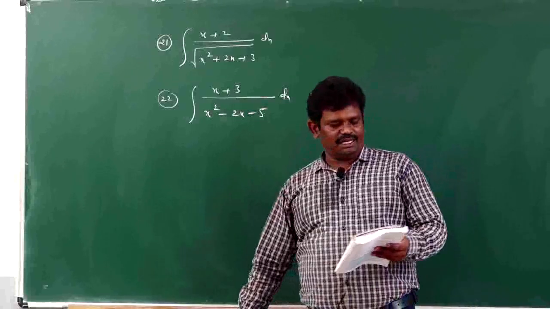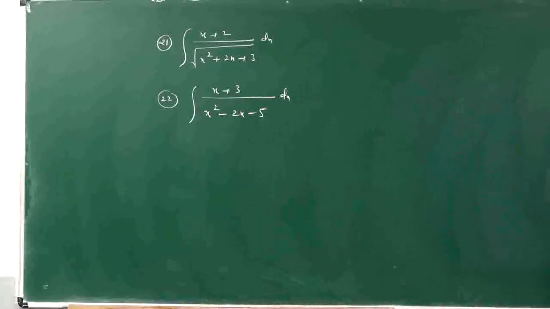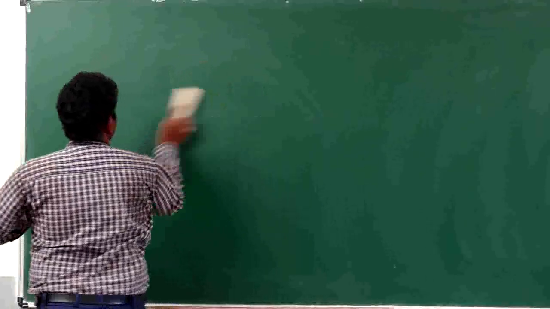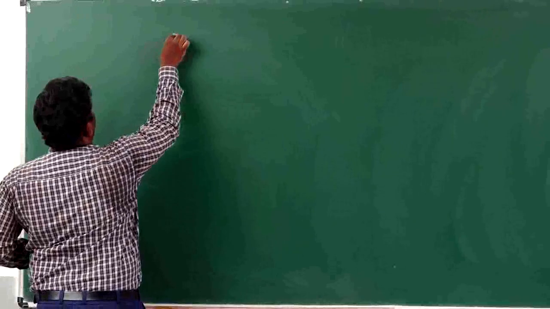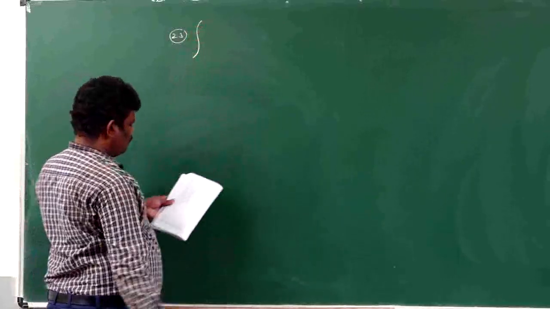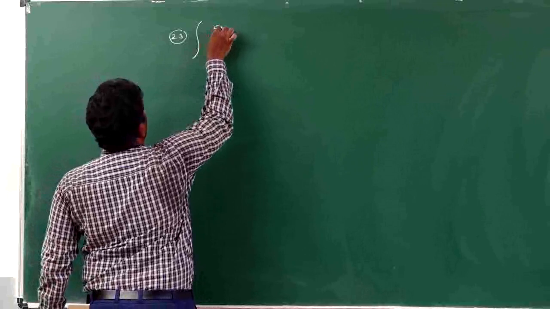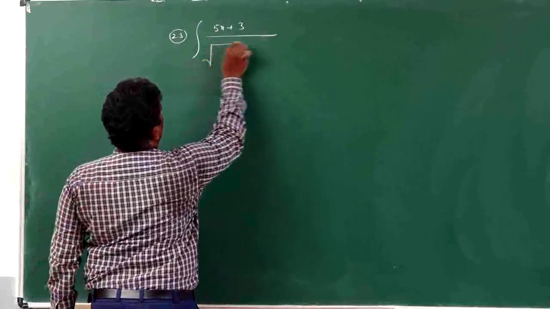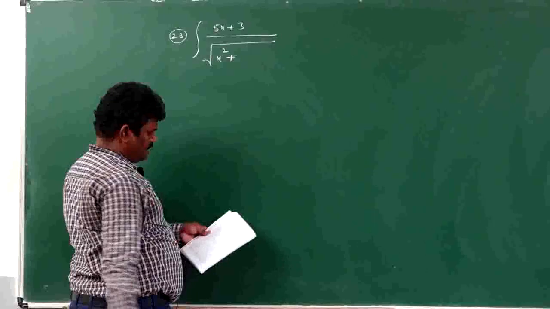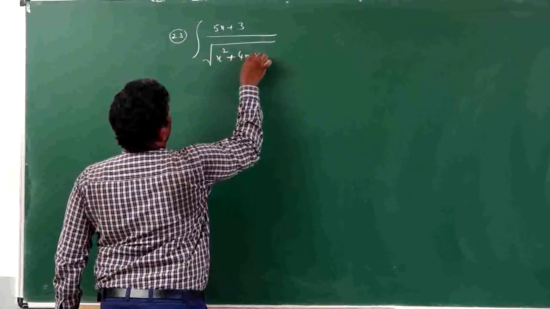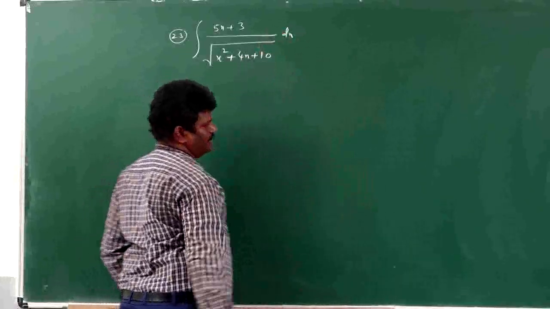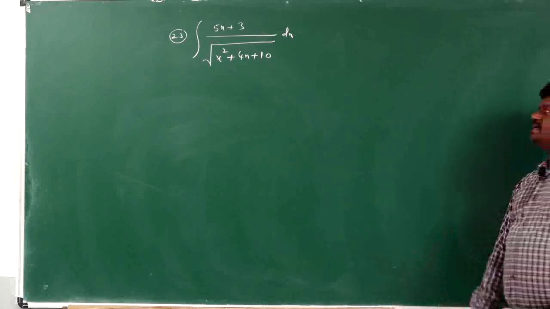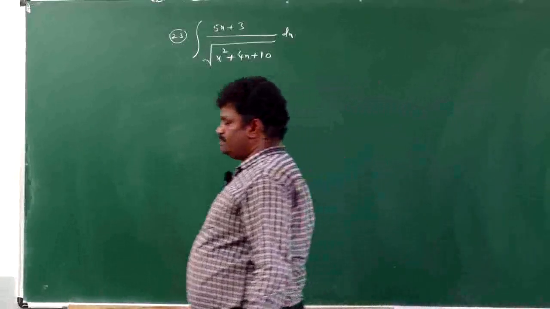Next, question number 23: integral of (5x plus 3) by square root of x square plus 4x plus 10 into dx. Okay, listen to this one. Integral of (5x plus 3) by square root of x square plus 4x plus 10.